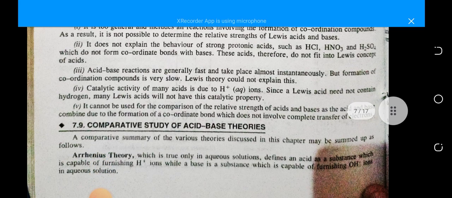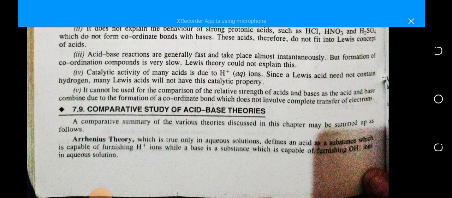Third, acid-base reactions are generally fast and take place almost instantaneously, but formation of coordination compounds is very slow. Lewis theory could not explain this. Fourth, the catalytic activity of many acids is due to H+ ions. Since a Lewis acid need not contain hydrogen, many Lewis acids will not have this catalytic property. Fifth, it cannot be used for the comparison of the relative strength of acids and bases, as acid and base combine due to the formation of a coordinate bond which does not involve complete transfer of electrons.